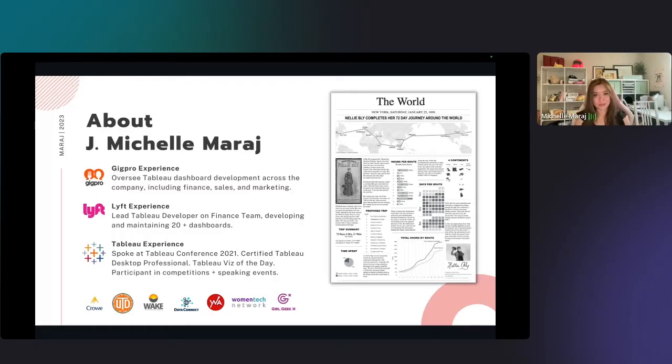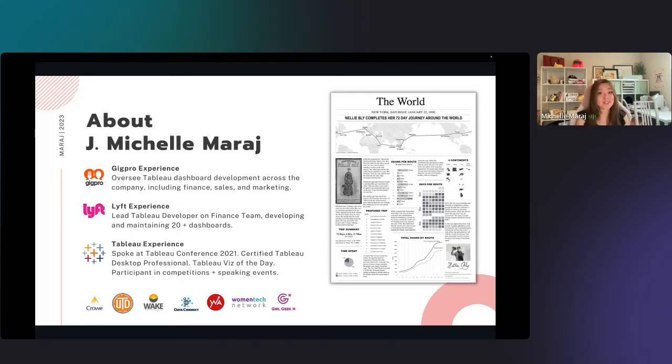So in my role at Gigpro, I do Tableau dashboard development, where I support teams across a variety of different departments. And so that's marketing, sales, operations, finance. It is a startup, and so we are helping build dashboards for pretty much anybody who needs data. Before that, I was working at Lyft, again doing Tableau dashboard development, but specifically for finance. And then prior to Lyft, I was in consulting, where we were building dashboards for pretty much anybody who needed it.